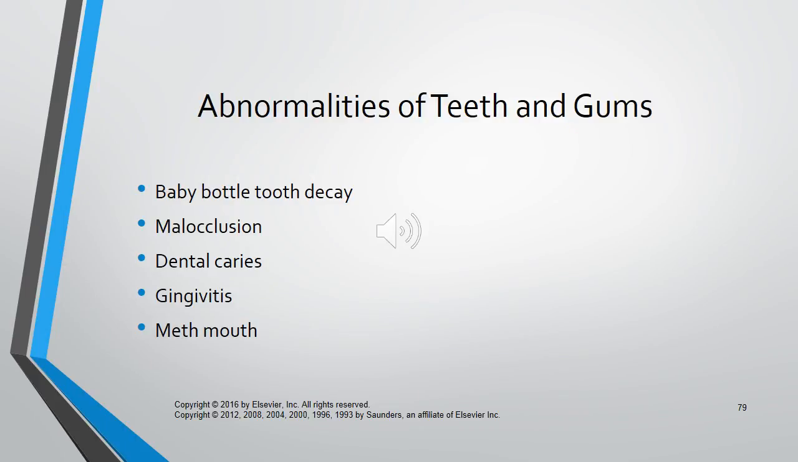Some other images you may want to look at in your book: abnormalities of teeth and gums, baby bottle tooth decay. So, this would be an instance where a child is left with a bottle with sugar containing, usually juice, and they're left with it in their bed for multiple nights. Unfortunately, you see a high incidence of this tooth decay, and what you see is extreme shortening of those front teeth. Also, malocclusion, dental caries, gingivitis, and meth mouth. So, like I said, look in your book, look at these pictures, kind of familiarize yourself with them.